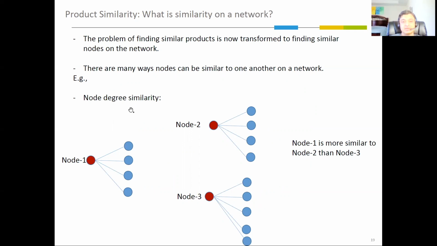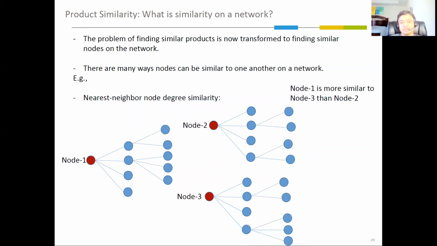This one, for example, is called node degree similarity, which says that if two nodes have the same number of nearest neighbors, then these nodes are similar to each other. For example, node 1 has 4 nearest neighbors, node 2 has 4 nearest neighbors, and node 3 has 5 nearest neighbors. Then node 1 and node 2 are more similar to each other than node 1 and node 3. It's simple enough. You can also extend this definition to more complicated objects such as next to nearest neighbors.